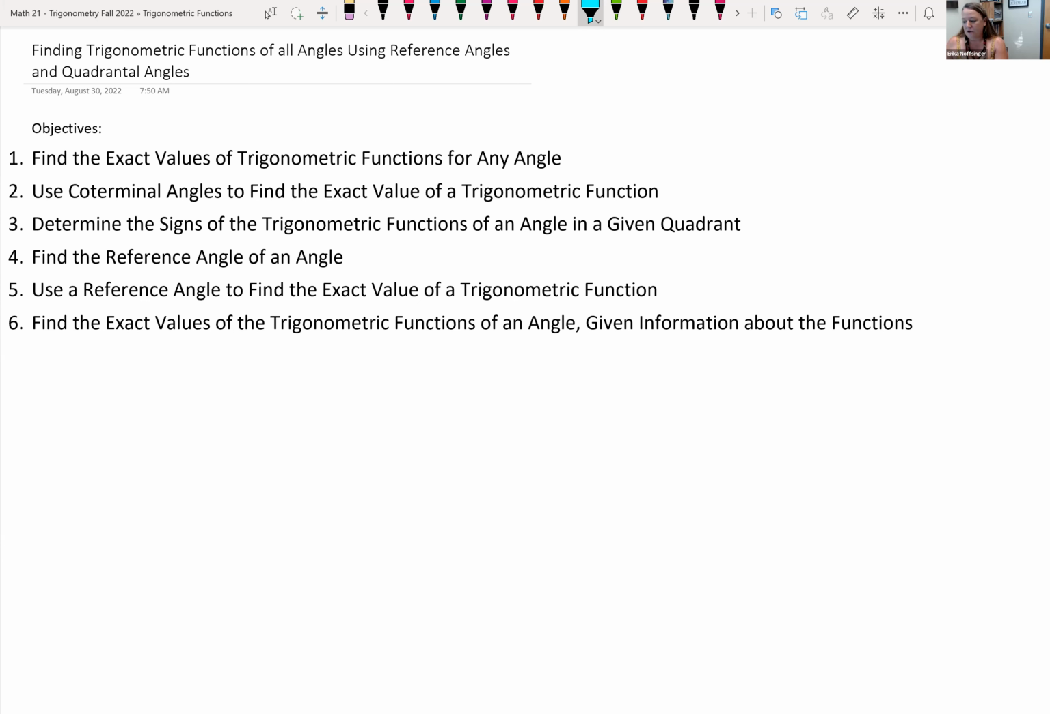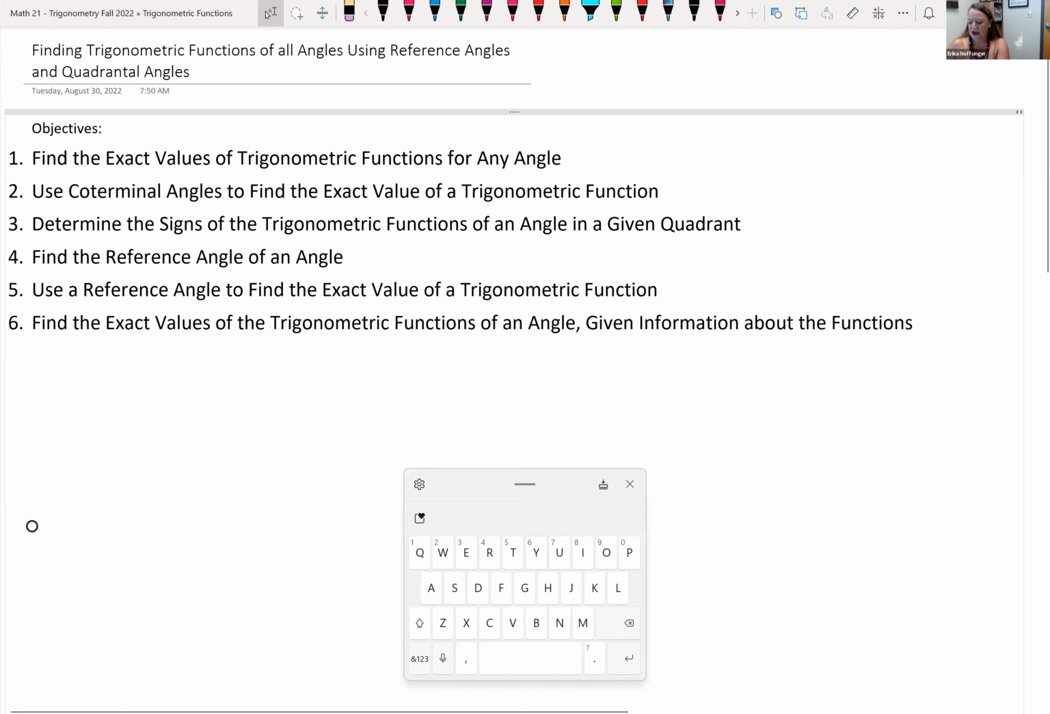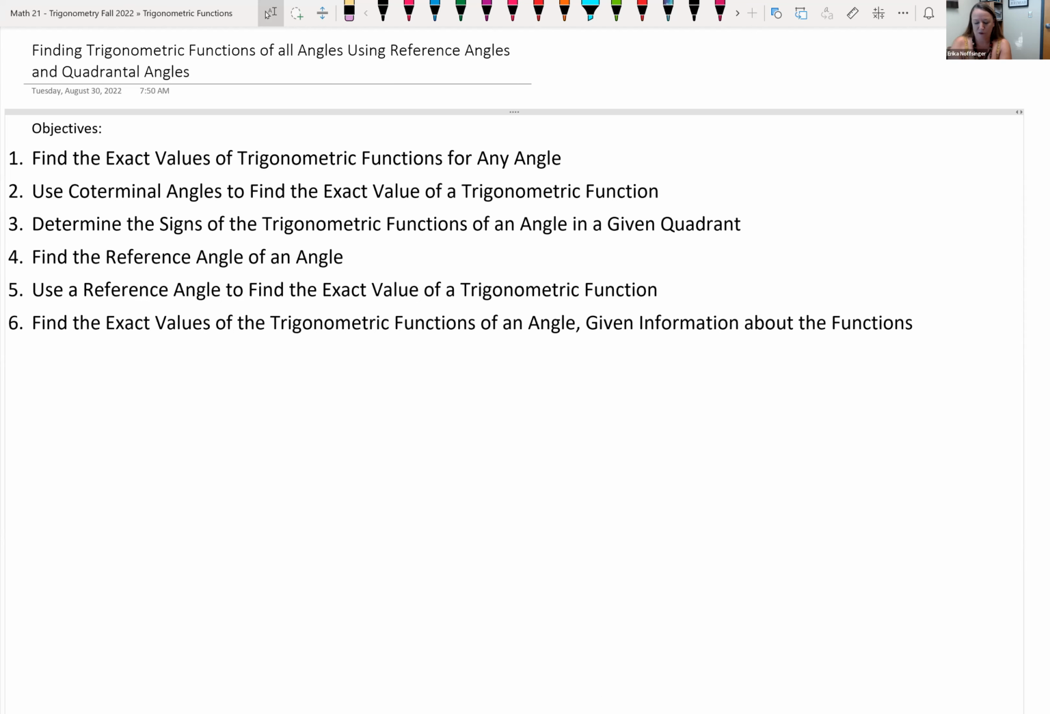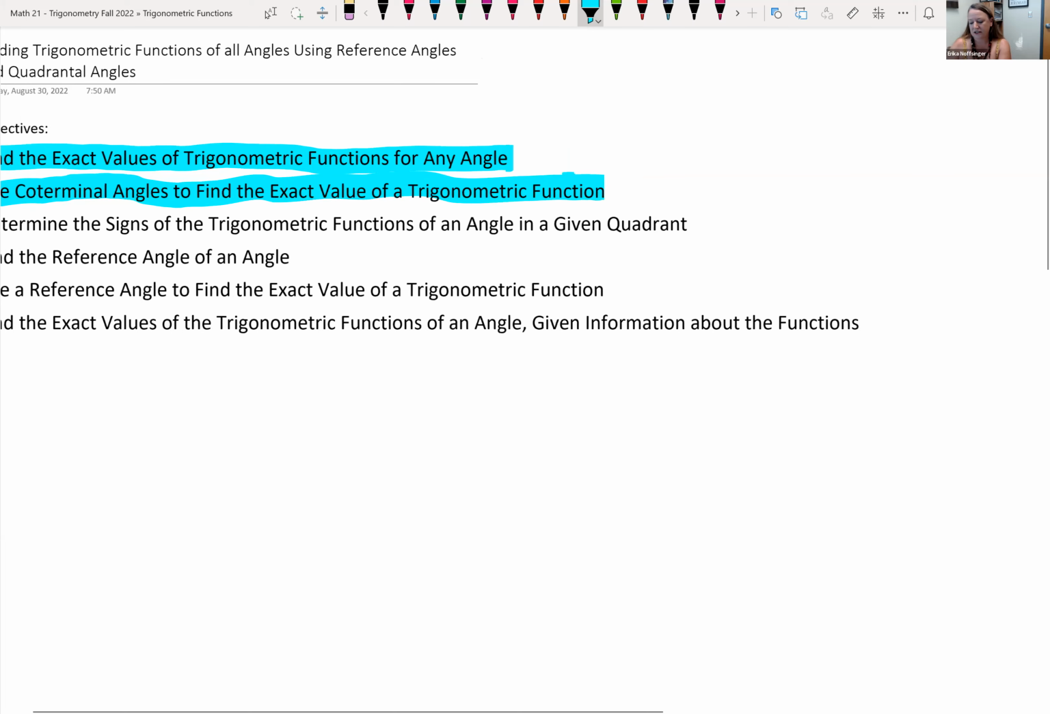And so in front of you right now are the objectives of this video. I've already kind of stated this in words, but let me just read through it really quickly. We're going to find the exact values of trigonometric functions of any angle. We're going to use coterminal angles to find the exact value of trigonometric functions.